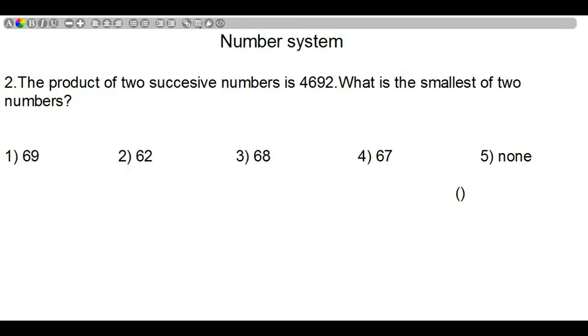Let us now take the second example based on consecutive numbers. The question here is, the product of 2 successive numbers is 4692.